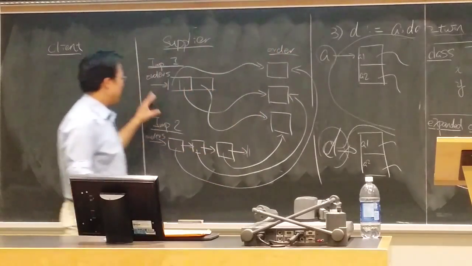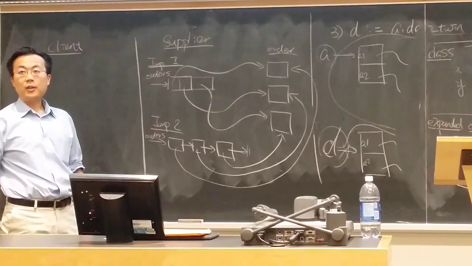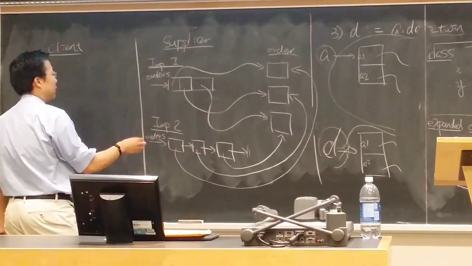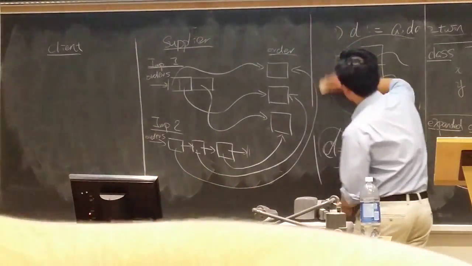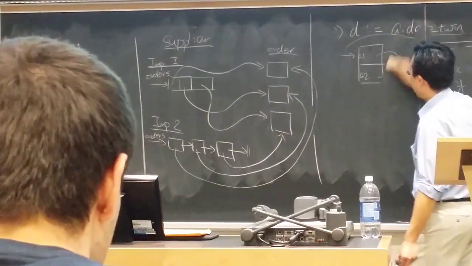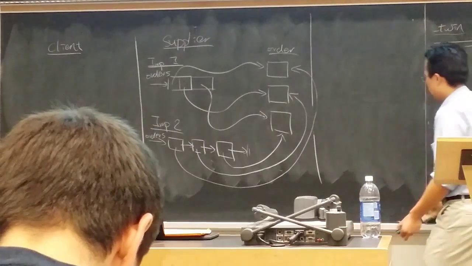So the first one is array implementation. The second one is the linked list implementation. Let's have a third one to illustrate the point even further. So let's say we have a third one. So these are all secrets for the supplier. So clients do not care. They don't care about this detail.